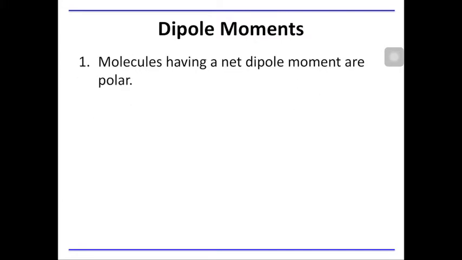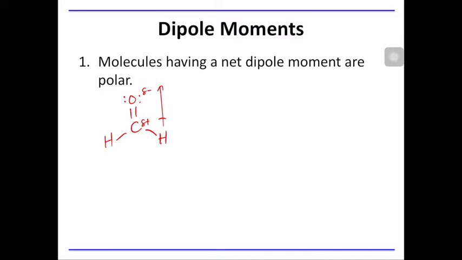So let's have an example for the first determinant for dipole moment. It says here, molecules having a net dipole moment are polar. Let's have some examples. We have formaldehyde. Formaldehyde has carbon, oxygen, and hydrogen atoms in it. In this context, oxygen is a very electronegative atom, and it has non-bonding electrons, which means that oxygen assumes a partial negative charge because it is a region of high electron density, whereas carbon has a partial positive charge, meaning the direction of the dipole moment points to oxygen.